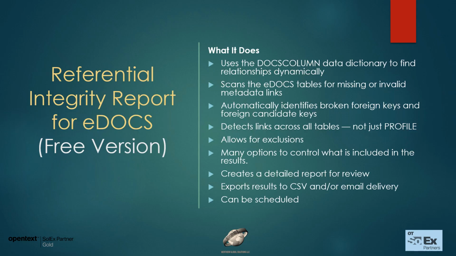The free Referential Integrity Report for eDOCS focuses entirely on visibility. It dynamically uses the docs column data dictionary to discover relationships, scans the eDOCS tables for missing or invalid metadata links, and automatically identifies broken foreign keys and foreign candidate keys. It supports exclusions, has options to control what's included, generates detailed reports, exports to CSV or email, and can be scheduled to run on a regular basis. Most importantly, it makes no changes to the database.